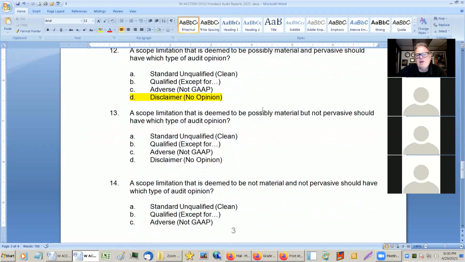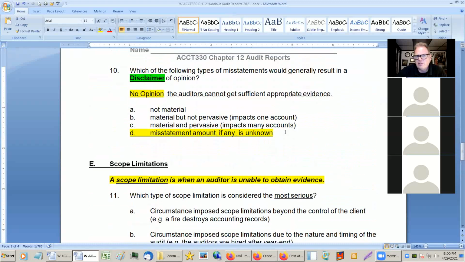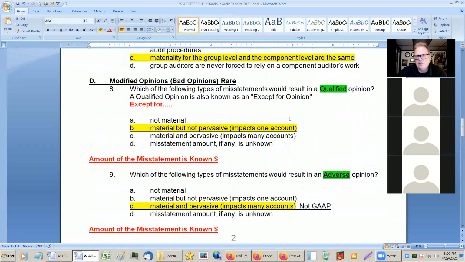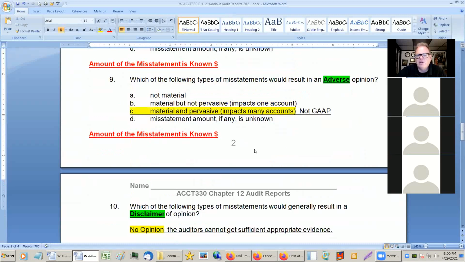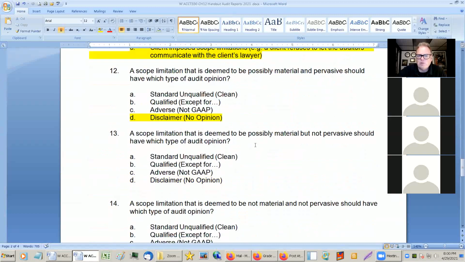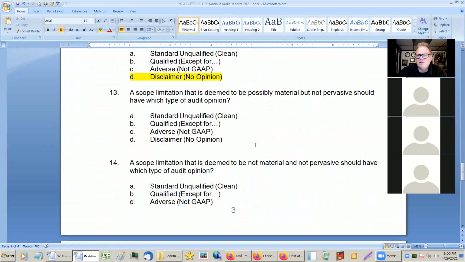Scope limitation being possibly material but not pervasive, you'll notice that material and not pervasive is very similar to our qualified, right? Material but not pervasive. So if the scope limitation is possibly material but not pervasive, there's only one account, say, you can give a qualified opinion. And a qualified opinion is way better than a disclaimer.